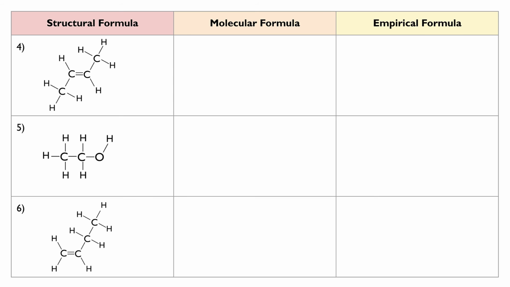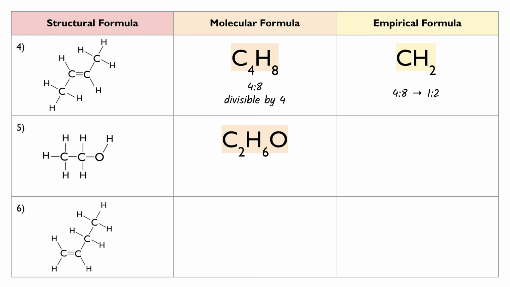For number 4, I count 4 carbon atoms and 8 hydrogen atoms. That is a 4 to 8 ratio, and so since both of those numbers are divisible by 4, I can get a simplified formula, empirical formula of C1H2, or just CH2. For number 5, I count 2 carbon atoms, 6 hydrogen atoms, and 1 oxygen atom. Because there is 1 oxygen atom, this ratio cannot be simplified any further, and the empirical formula will be the same as the molecular formula.